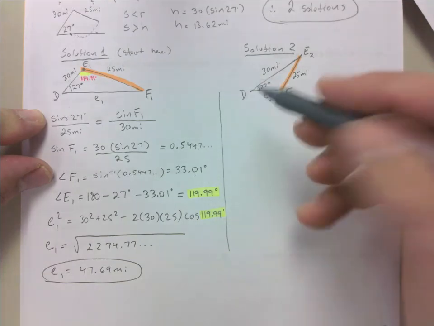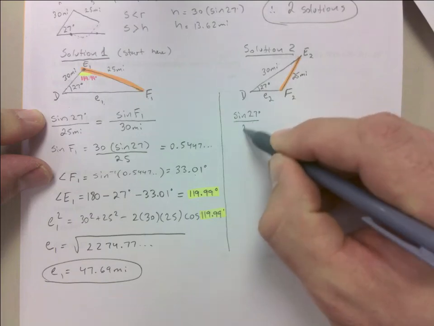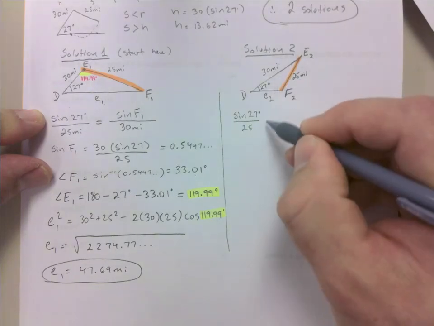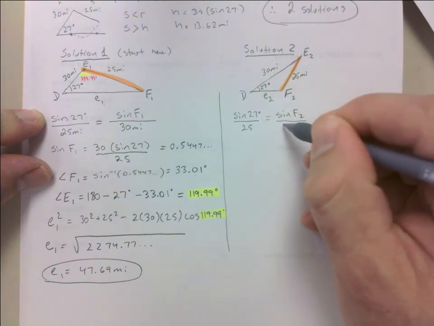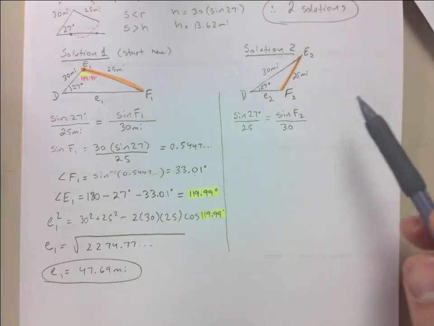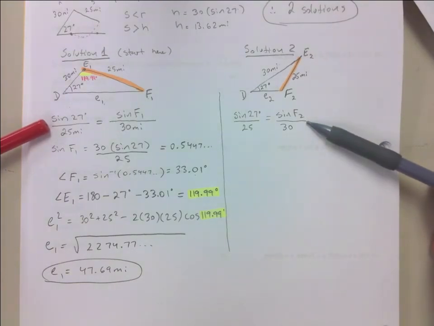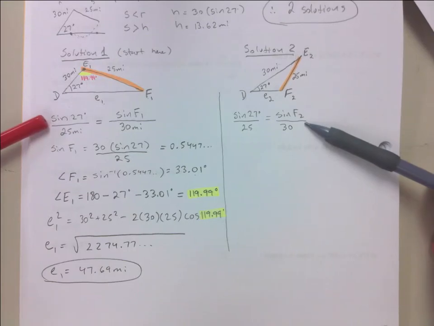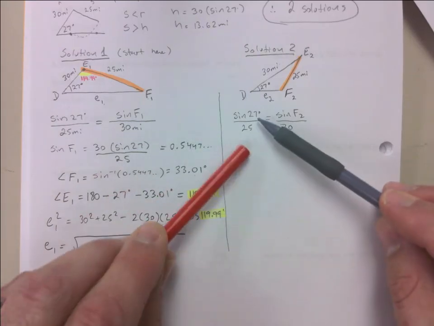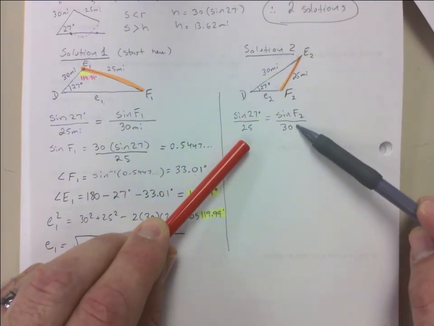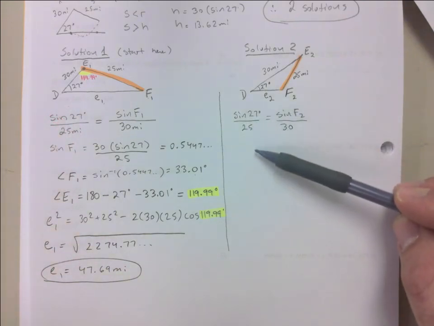Okay? Watch this. If you go sine of 27 over 25, like if we have our pair, then it's sine of F2 over 30. Do you see something interesting about these two setups? Left and right, isn't it exactly the same? This is exactly the same. If you think about it, 27, 25, 30, 27, 25, 30, it's exactly the same. So what do you think we're going to get when we do this math?